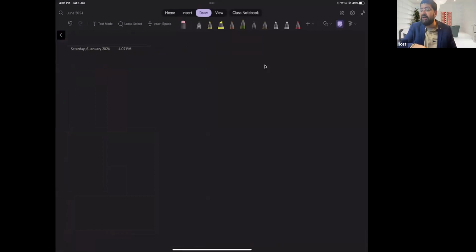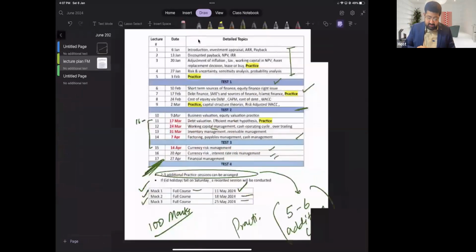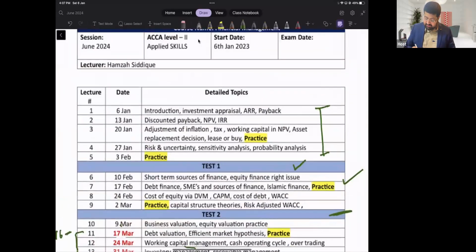Yes, together we can make it. Thank you for expressing your full support here with me. The full class is committed to pass the paper in this June. Now, I am starting with the investment appraisal section.